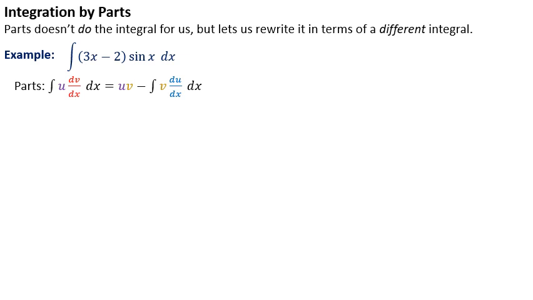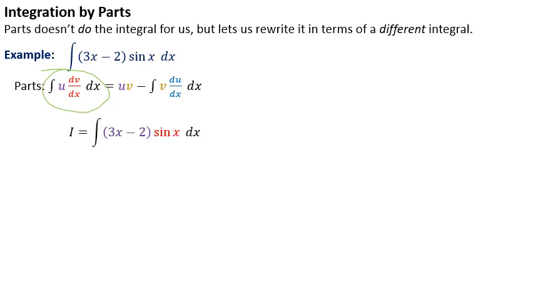This is the parts formula. I've color-coded it slightly so you can see the different pieces within it. And the most important bit to look at to begin with is the left-hand side. We can see we've got an integral there which involves two terms, u and dv by dx. And our first job is to identify within the original integral we're given which of those two terms is going to be u and which of them is going to be dv by dx.